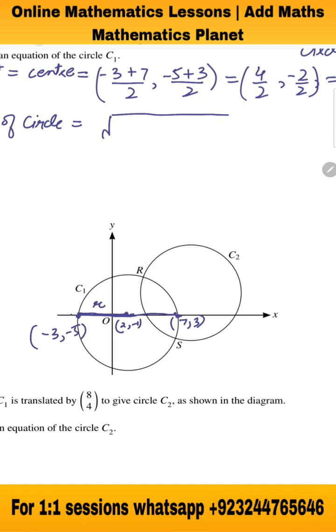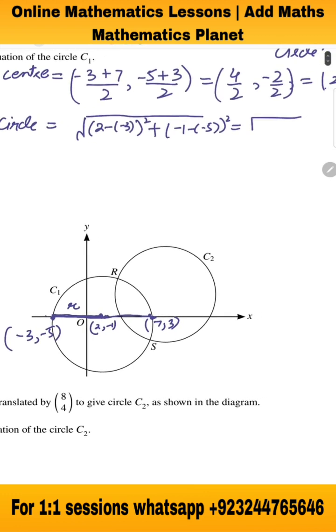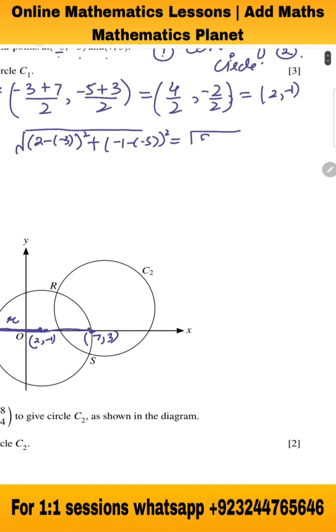So how to find the distance? Using the distance formula, that is the square root of (2 minus -3) whole square plus (-1 minus -5) whole square, which is equal to 2 plus 3, which is 5 square, plus -1 plus 5, that is 4 square, which would be equal to square root of 41.